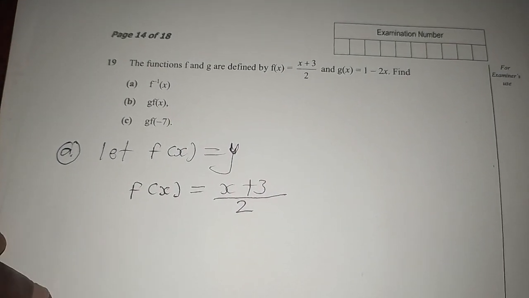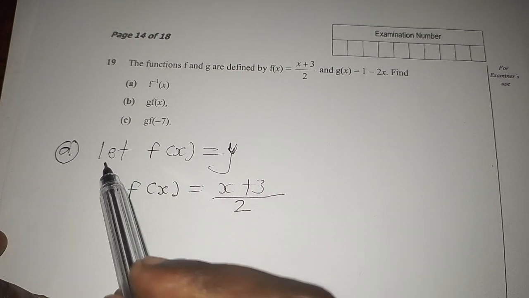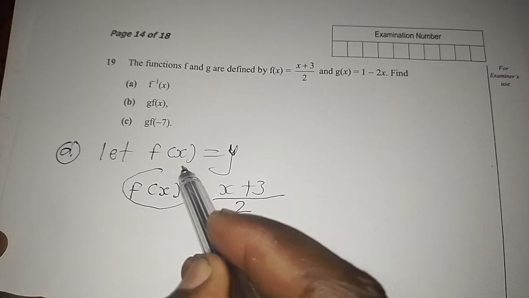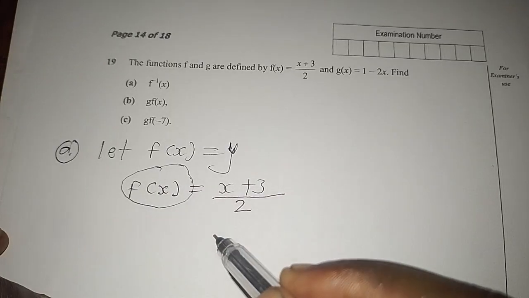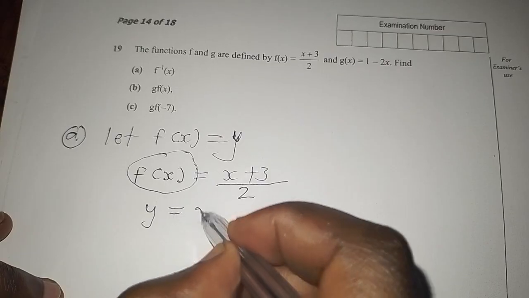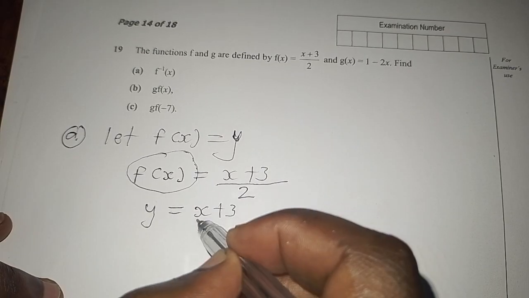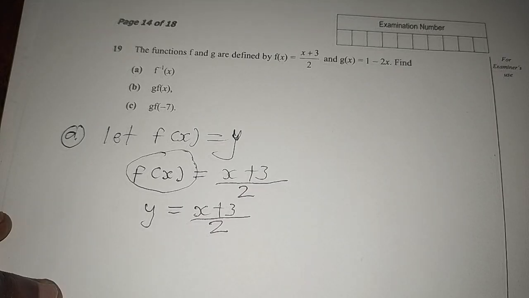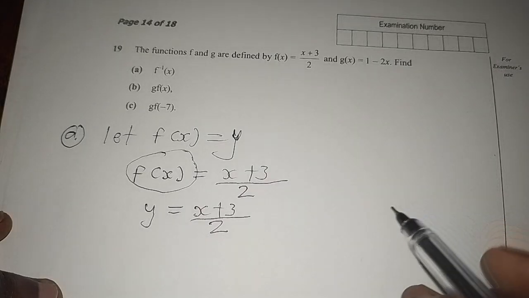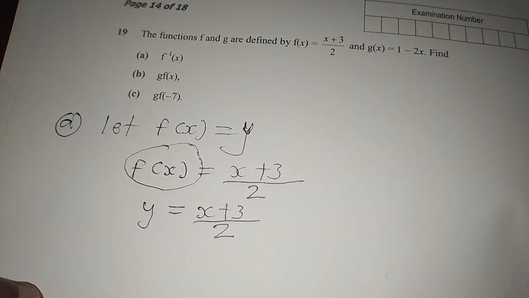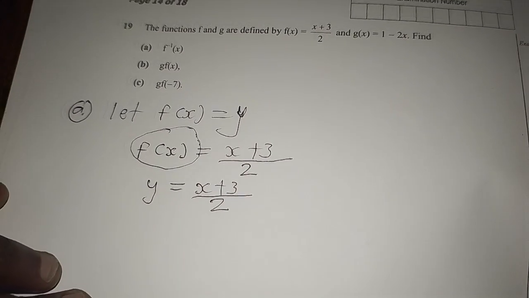Now, since we have let f of x be y, where there is f of x you substitute with y. So we say y equals x plus 3 over 2. Now the next step, make x the subject of the formula.